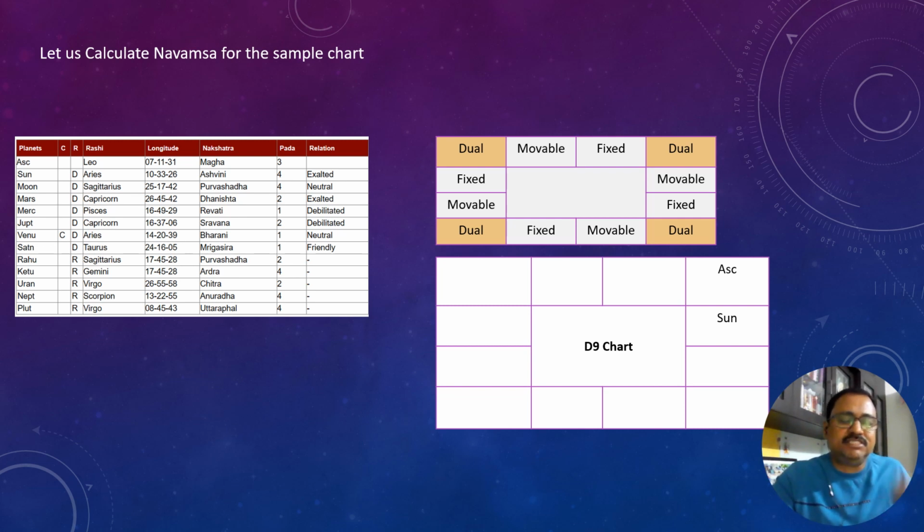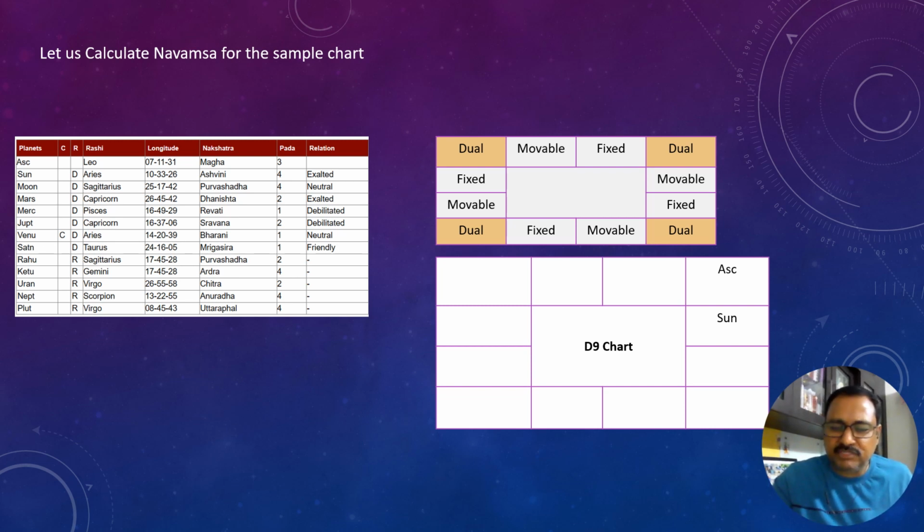Now in the case of Sachin Tendulkar, the ascendant is Leo. So Leo 7 degrees 11 minutes and 31 seconds is the ascendant, and 7 degrees 11 minutes and 31 seconds in Leo is Makha. Find out which Navamsa it is. For that, it is very simple.